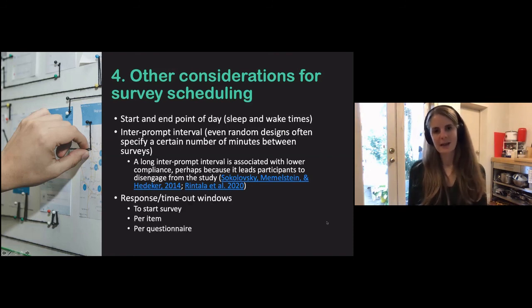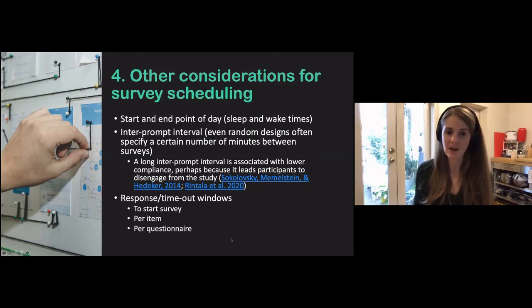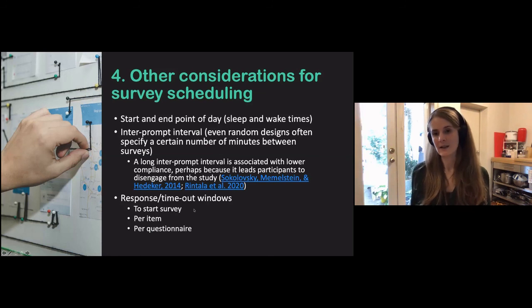The last bit of timing to think about are the response or timeout windows. So participants will open your app and then sort of forget about it. So you want to make sure that you time them out of the survey after a certain point. So you want to think about that per item and then per survey. And you also want to think about how long they have to actually start the survey.